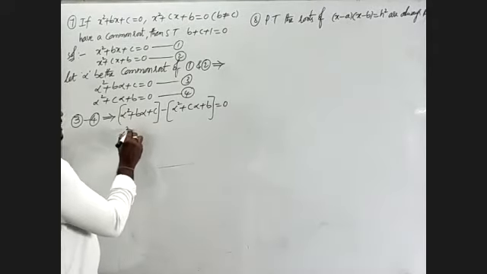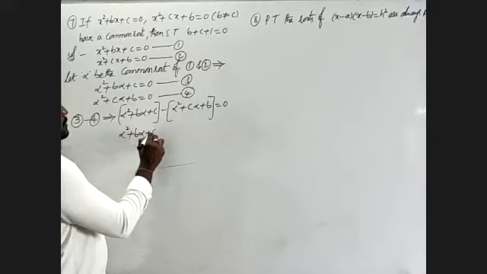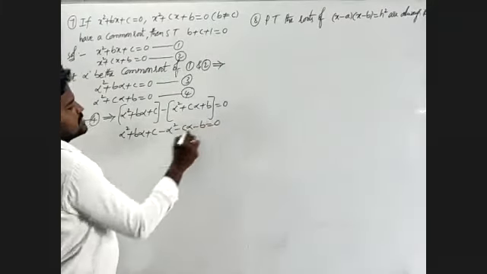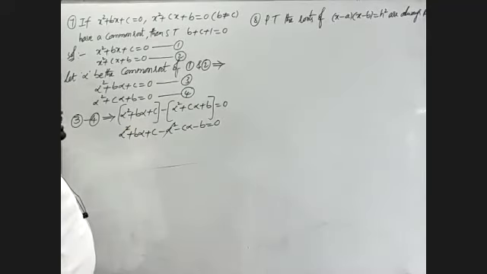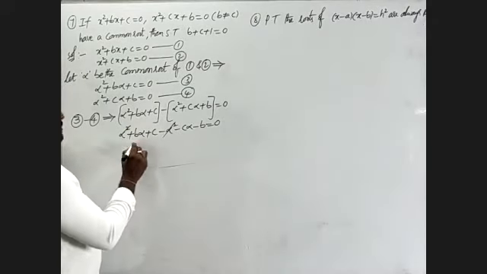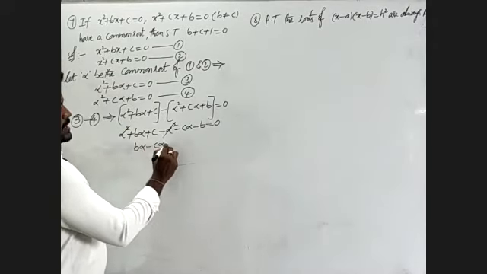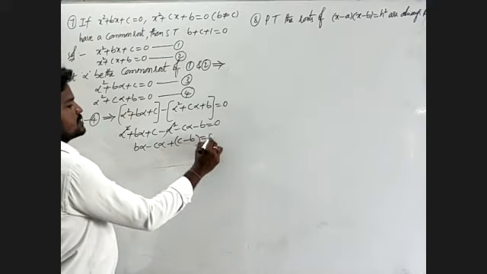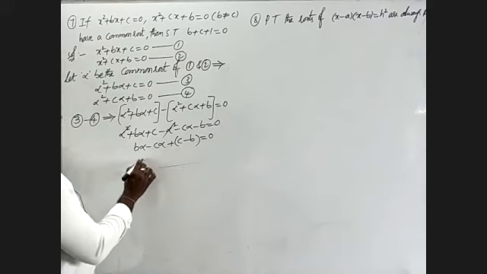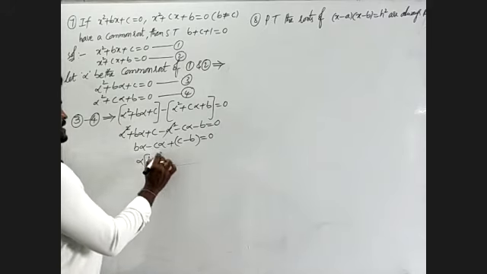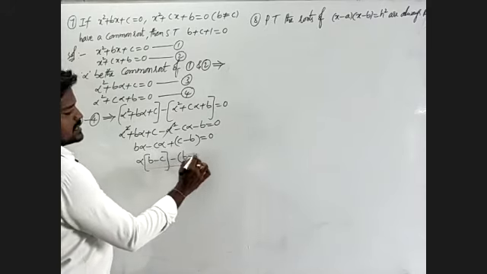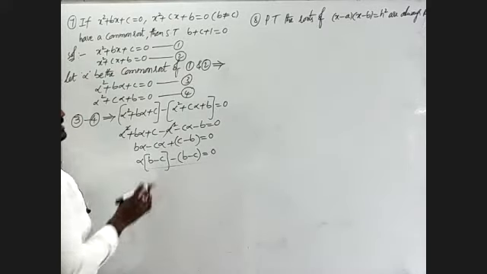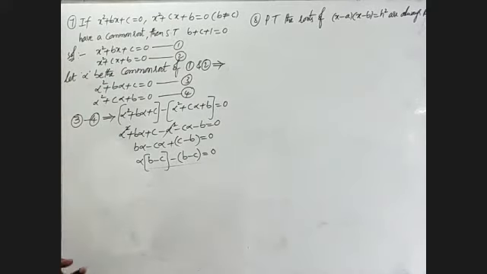Again we will write alpha square plus b alpha plus c minus alpha square minus c alpha minus b is equal to 0. Minus alpha square and plus alpha square will be cancelled. Remaining, I will write b alpha minus c alpha plus c minus b is equal to 0. I will take alpha common, remaining we write b minus c. Again I will take minus common, remaining we have to write b minus c is equal to 0.